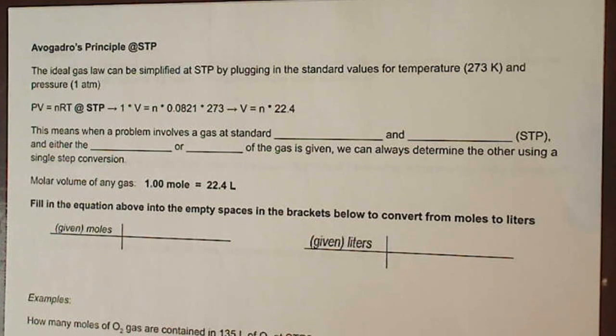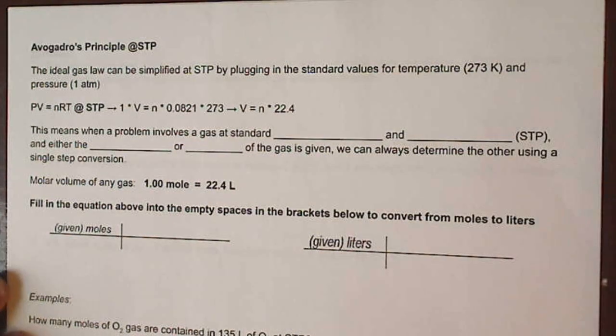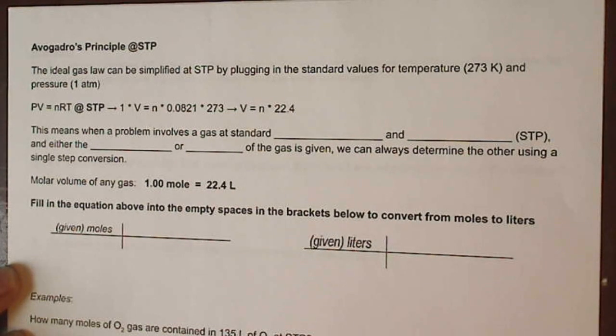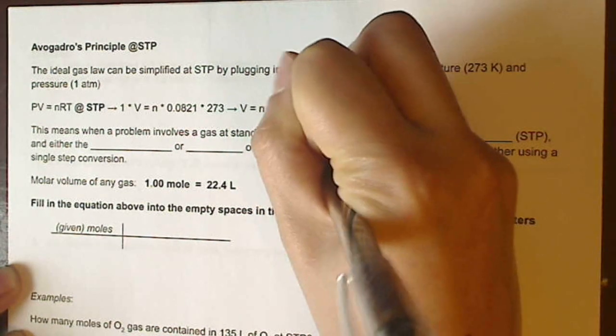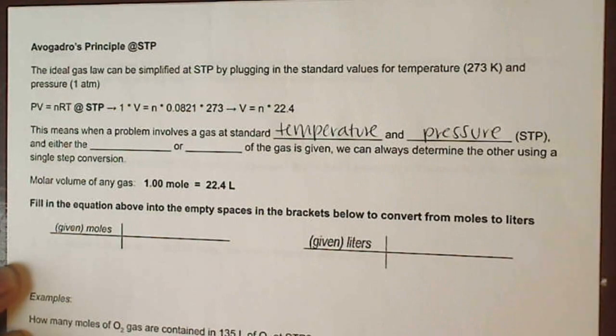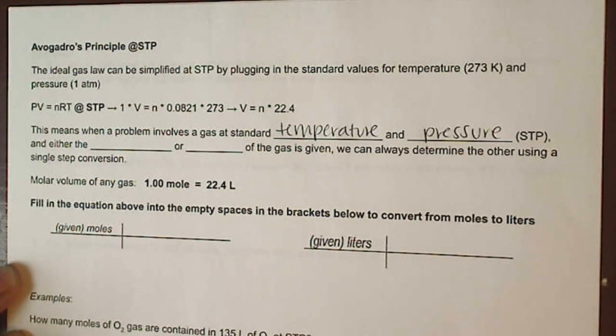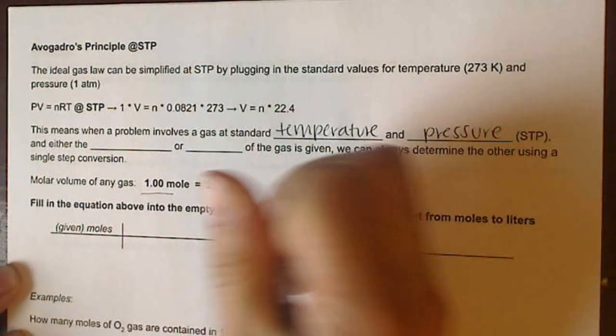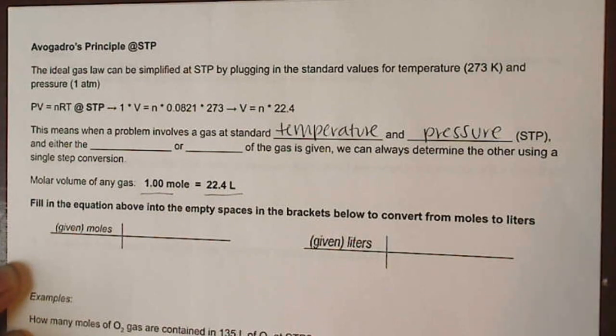Today we're going to talk about Avogadro's principle, which is basically using the ideal gas law at standard temperature and pressure. So there is another constant that we can use, and this constant is that at standard temperature and pressure, we can use that 1 mole of any gas will occupy 22.4 liters.